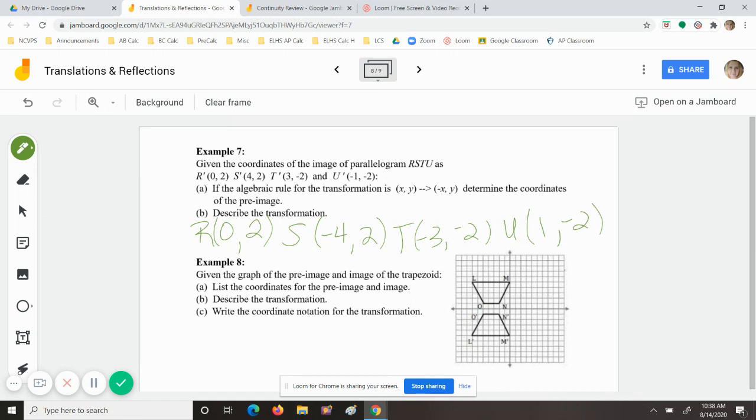Let's talk about the description. Part B, describe the transformation. Okay, when we negate our x's, that means we are flipping over the y-axis. So this is a reflection over the y-axis.